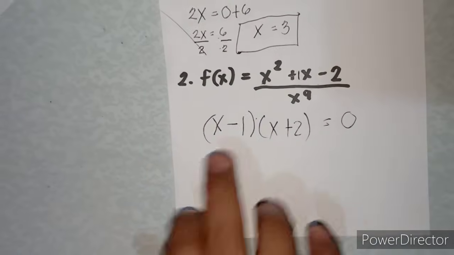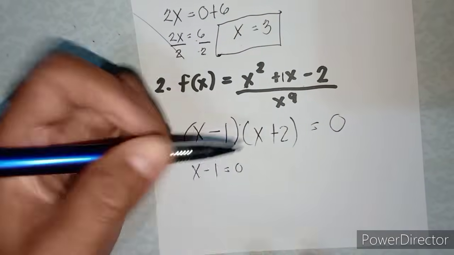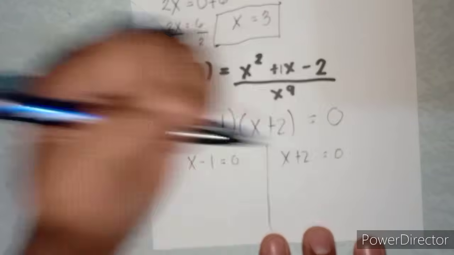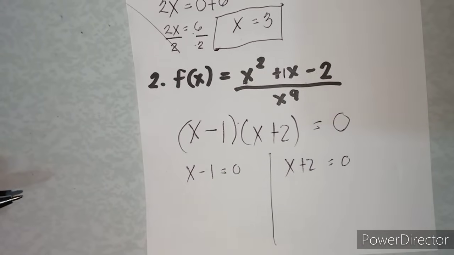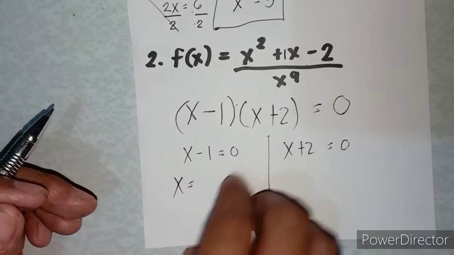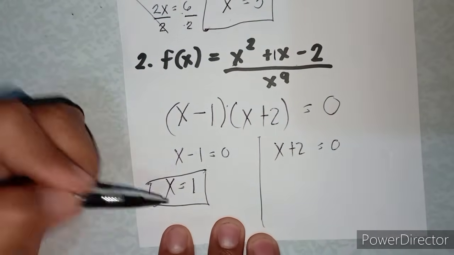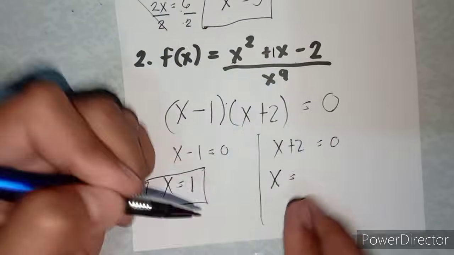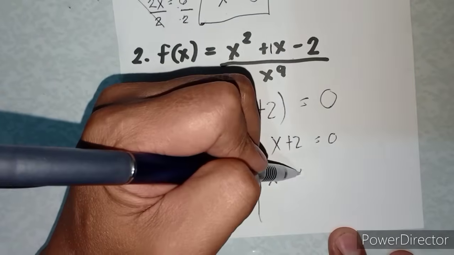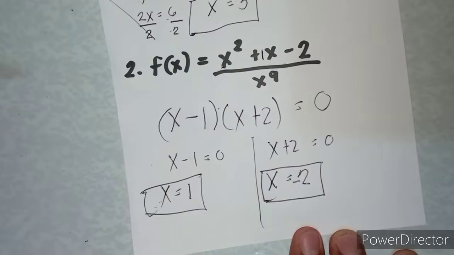Unahin muna natin ito. X minus 1 is equal to 0. At meron din tayong x plus 2 is equal to 0. Ibig sabihin, dalawa ang ating magiging sagot. So, x is equal to, let's transpose negative 1 to the other side. It will become positive 1. Unang sagot. At ang pangalawang sagot is x equal to, transposing positive 2 to the other side, it will become negative 2. Yan lamang po ang ating zeros of the function.